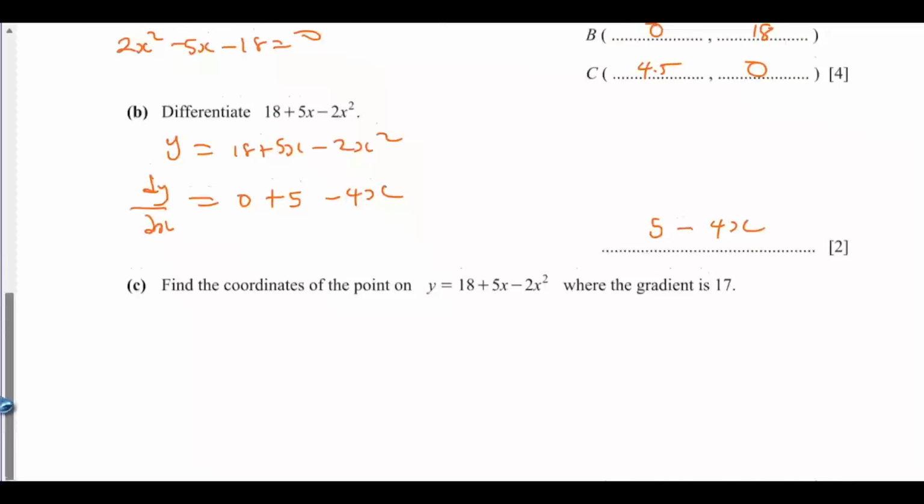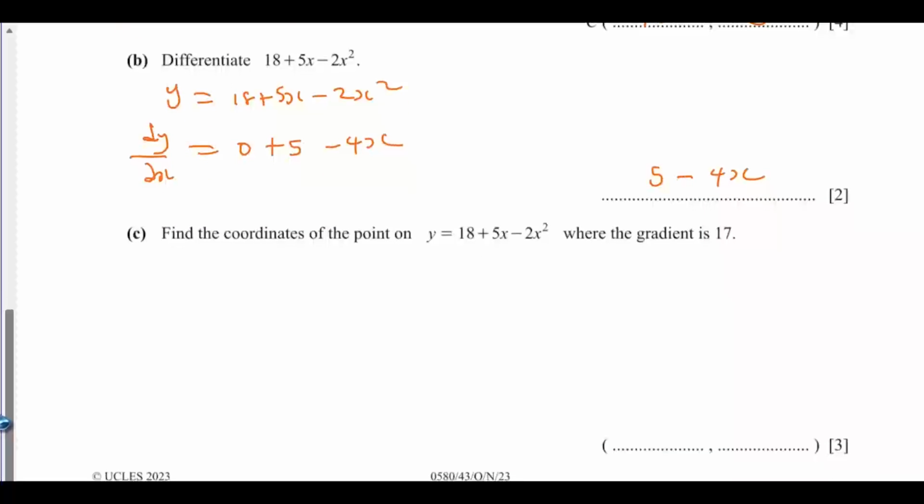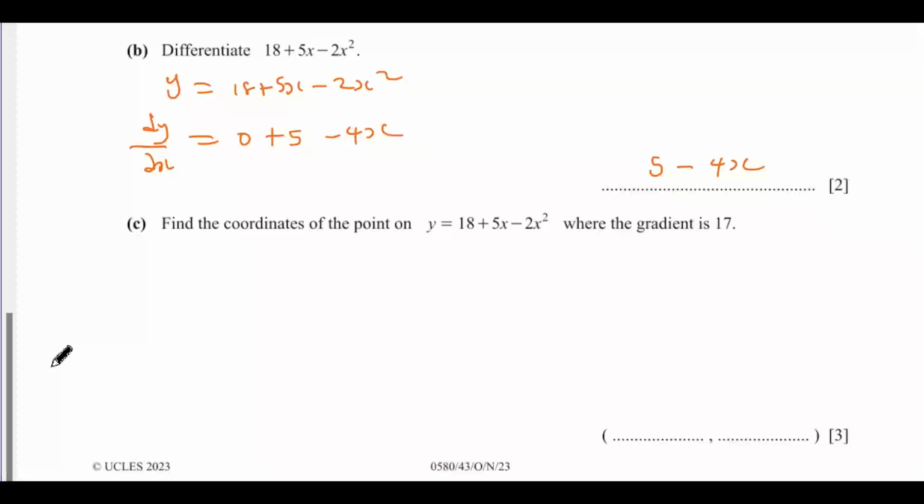So let's go to part C. Here you're asked to find the coordinates of the point on y equals 18 plus 5x minus 2x squared, where the gradient is 17. Already we found the gradient, that's our dy/dx, to be equal to 5 minus 4x. This gradient is giving us 17, so we can set this equal to 17.